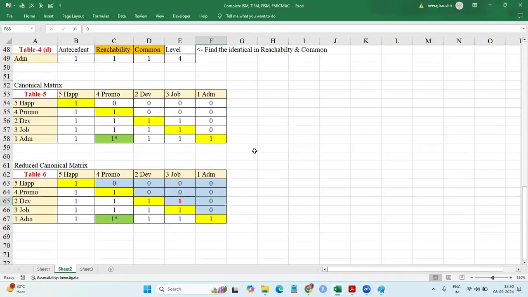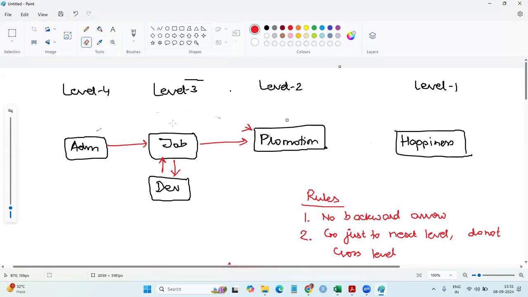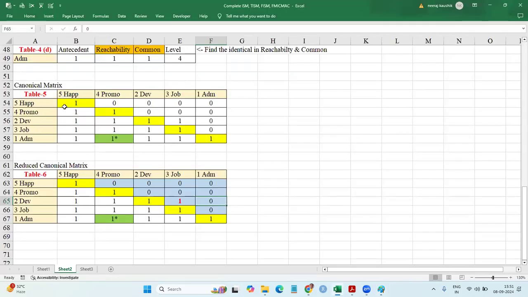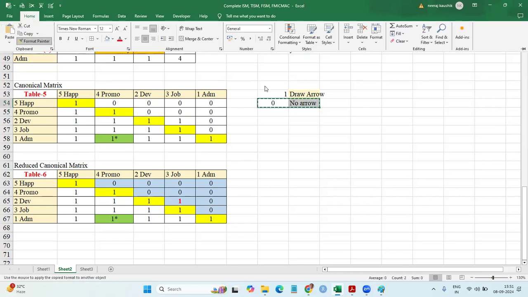So initially, what the software will do, what we will do, we will make as many arrows as possible. This one will be called a digraph. D-I-G-R-A-P-H, digraph. What is a digraph? Let's make the arrows. 1 means make an arrow, draw an arrow, and 0 means no arrow. Is that okay?